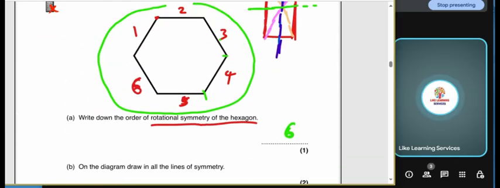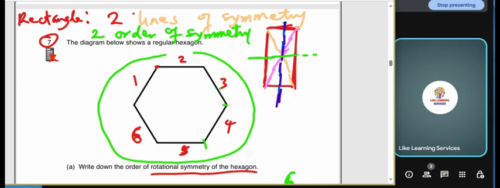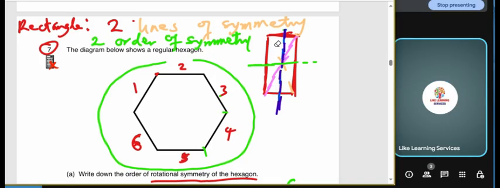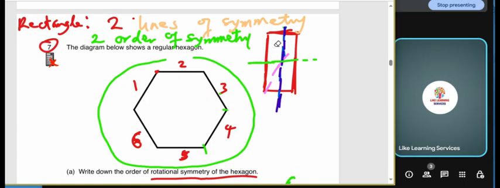How many did I say a rectangle has? It can be folded along this line and it will lap. A rectangle has only 2 lines of symmetry. You know. Okay. I think we are good on this.